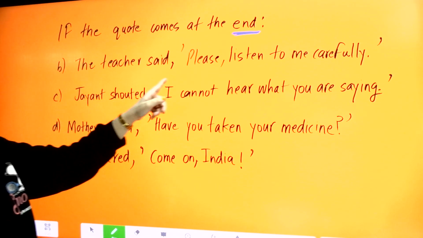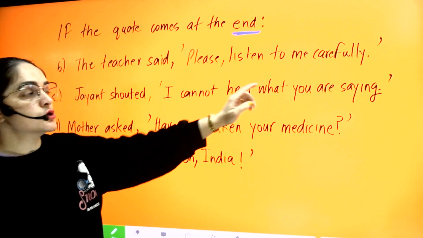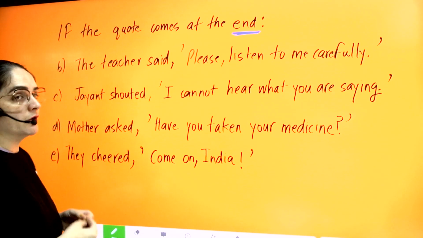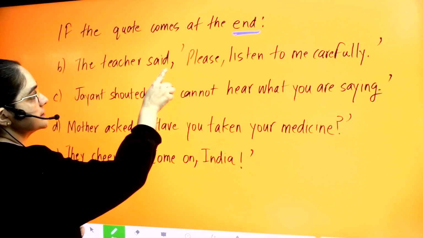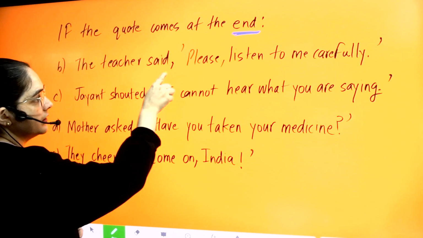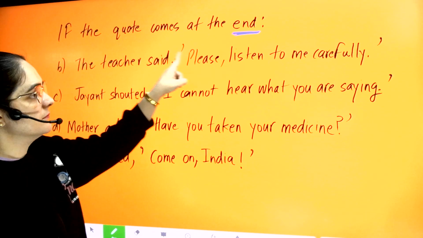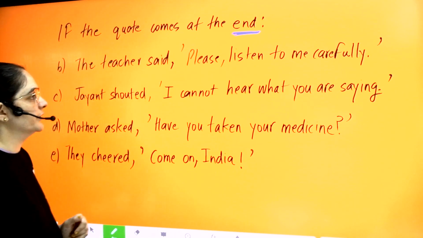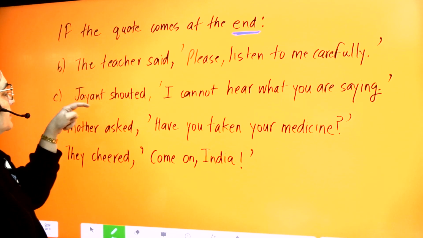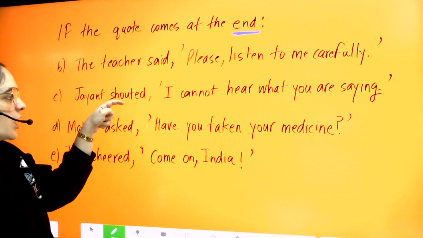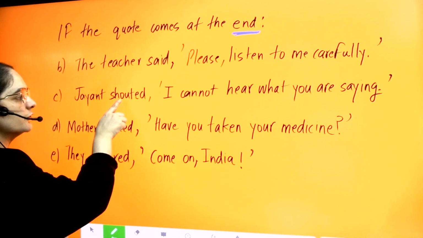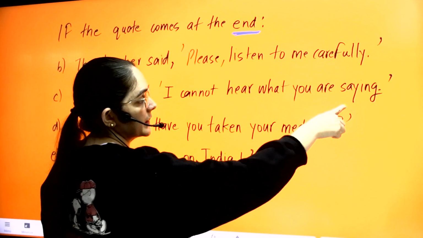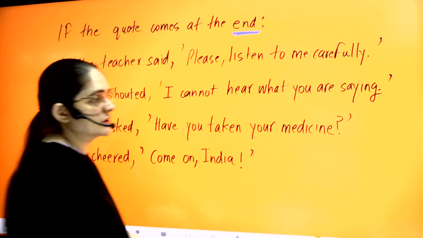The teacher said, "Please listen to me carefully." So "Please listen to me carefully" is a quote. "Said" is the verb of speaking. I separate the verb of speaking with a comma, and then opening quotation mark, final punctuation, closing quotation mark. I hope the point is clear to you. Next example is Jayant shouted. So "shouted" is the verb of speaking. After the verb of speaking we put a comma, then the opening quotation mark, "I cannot hear what you're saying," final punctuation, and closing quotation mark.